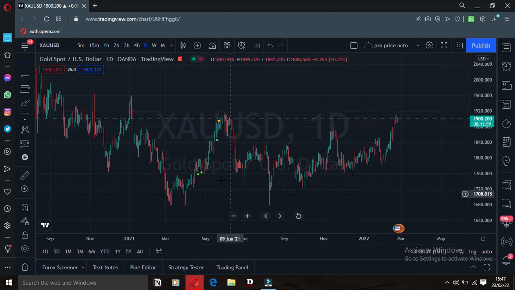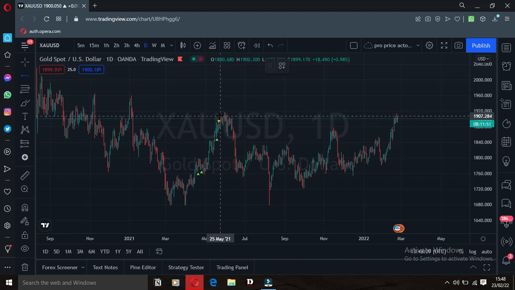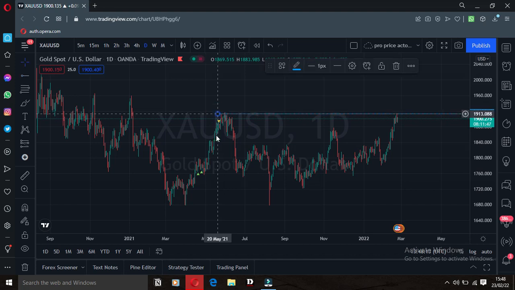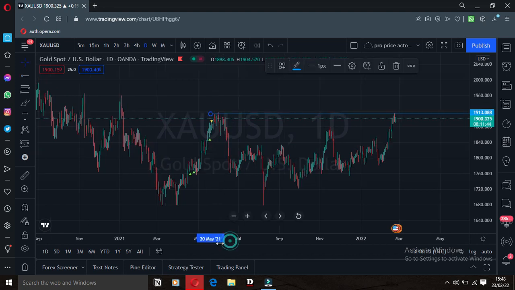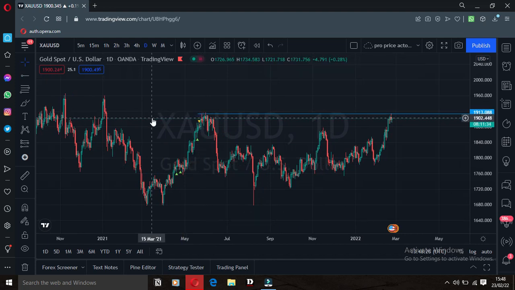So I'm going to begin my analysis now. Let me show you. You can see here that we have our first resistance over here. This is a daily time frame, don't forget that. This is our main resistance, our yearly resistance. I can say it's our yearly resistance because I think it's been here since we have this previous resistance.